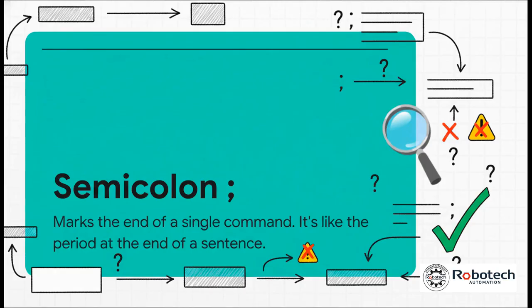Okay, this tiny little symbol is probably one of the most important pieces of punctuation in all of programming, the semicolon. It's just like a period at the end of a sentence. It tells the Arduino, okay, this specific command is finished, you can move on to the next one. And trust me, forgetting it is the most common mistake you'll make. But don't worry, the software is usually pretty good at telling you when you've missed one.